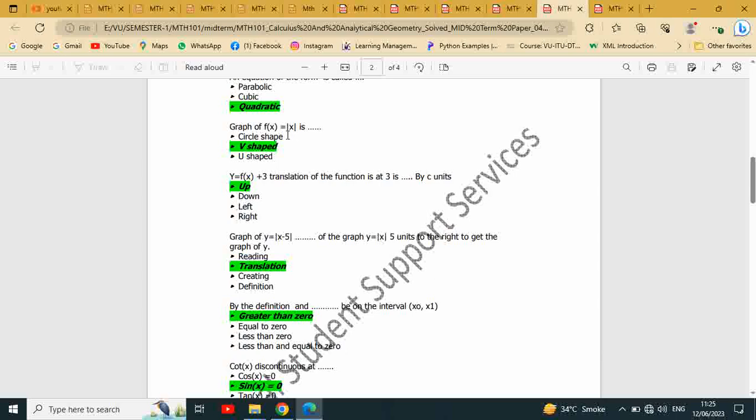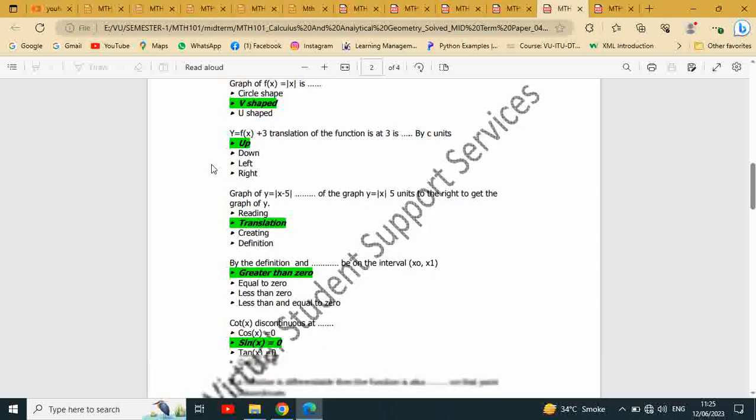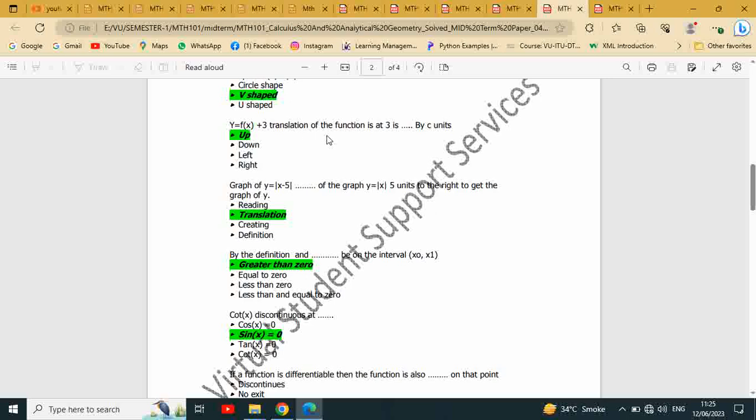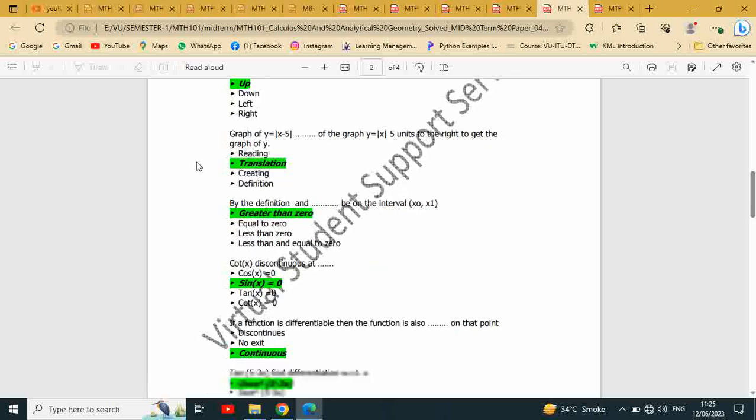The graph of f(x) is equal to |x| is V-shaped. y is equal to f(x) plus 3. The translation of the function is 3 units up. The graph of y is equal to |x| minus y. Translate the graph y is equal to |x| 5 units to the right to get the graph of y.